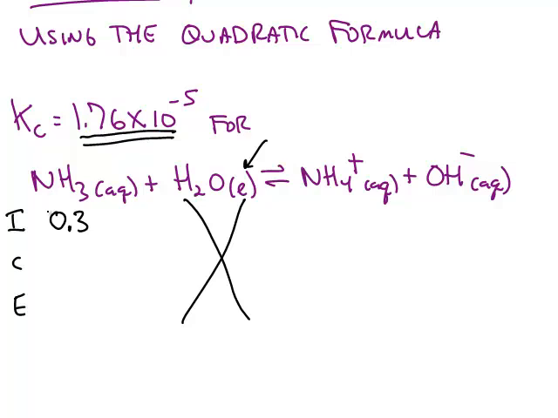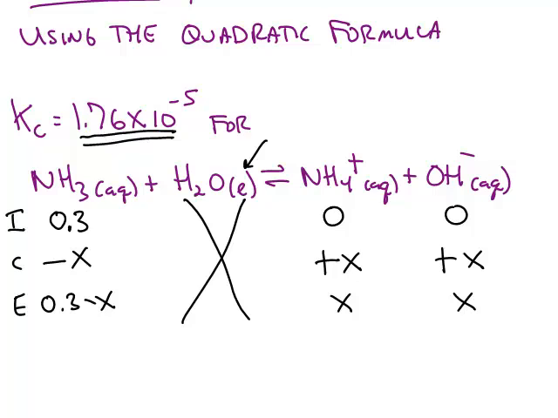If our ICE chart is started with just 0.3 moles per liter of ammonia and 0 on the product side, then we know the product side has to increase and the reactant side has to decrease. All of the coefficients are 1, so we're going to lose 1x on the left and gain an x on the right. At equilibrium, we'll have 0.3 minus x, and x.